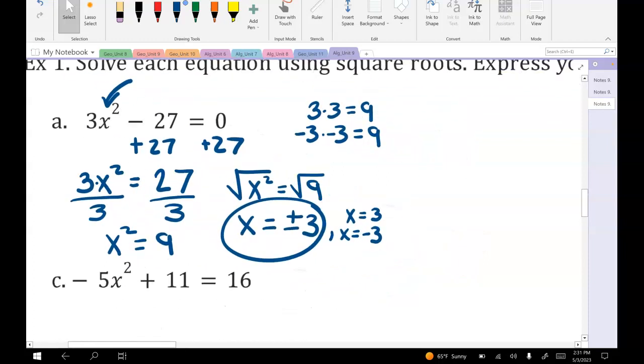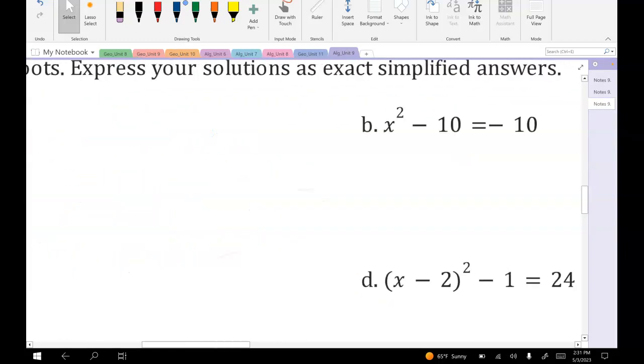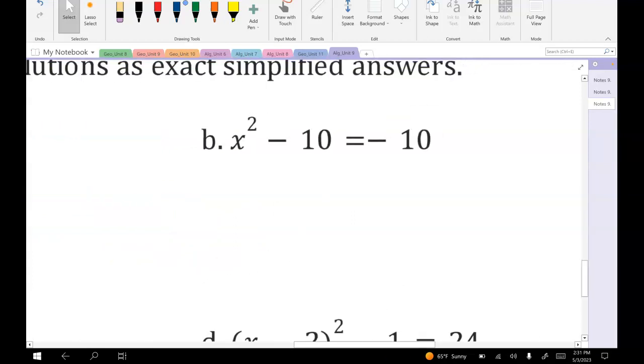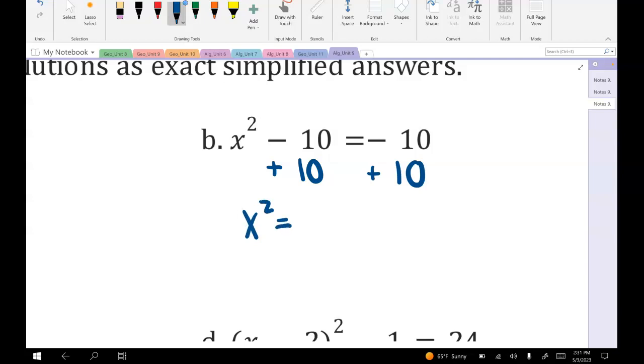So there's our first example of the day. Example B. We're trying to get x squared by itself, so I have this minus 10. The opposite of subtracting is adding, so I can add 10 to both sides of my equation to get x squared by itself. x squared is equal to 0.